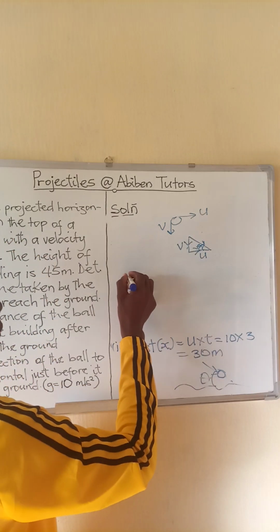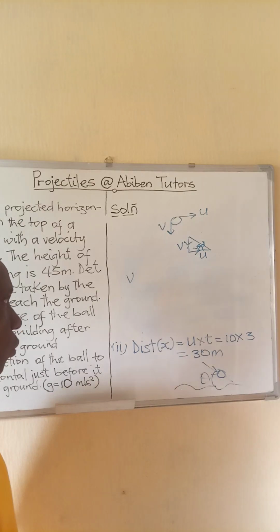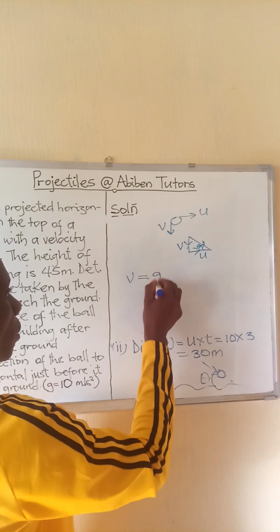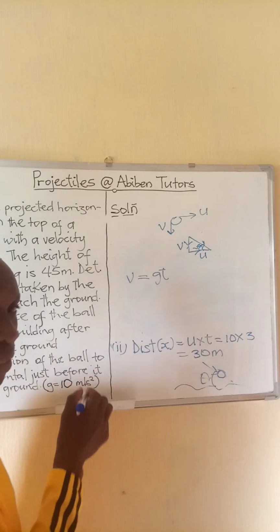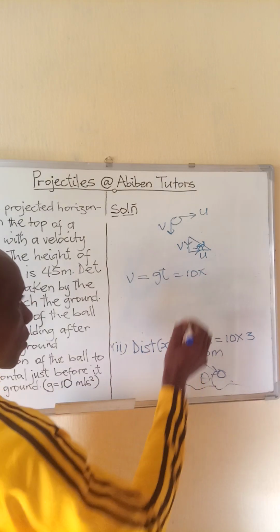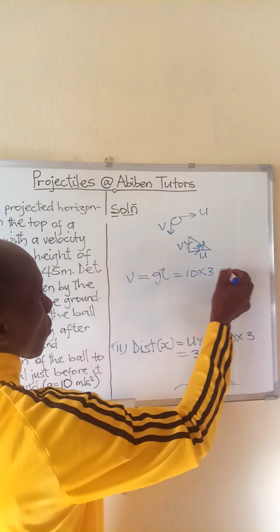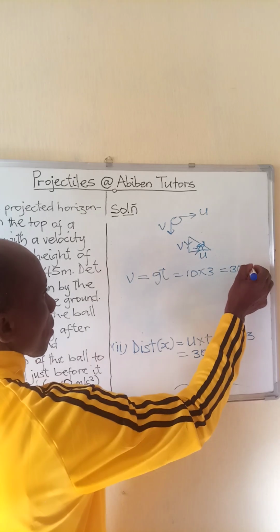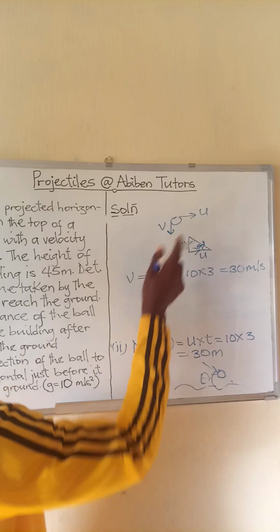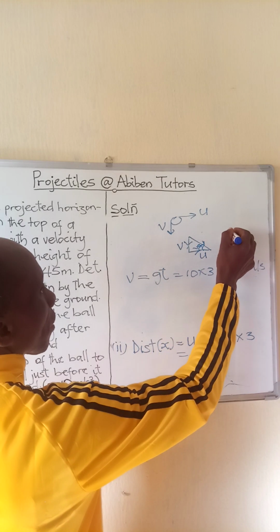So the final speed for vertical motion under gravity, v, will be equal to g times t, where g is acceleration due to gravity and t is the time. That will be 10 times the time of flight, which we just calculated to be 3 seconds. So that gives us 30 meters per second. So that's the final speed. And when we substitute that in this triangle, we end up having this.